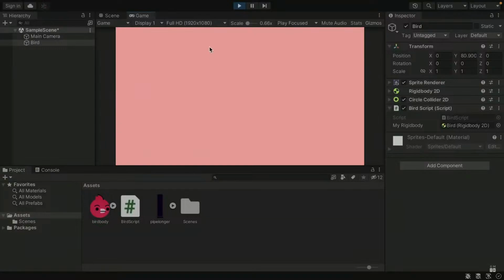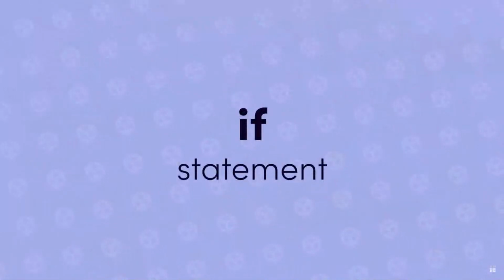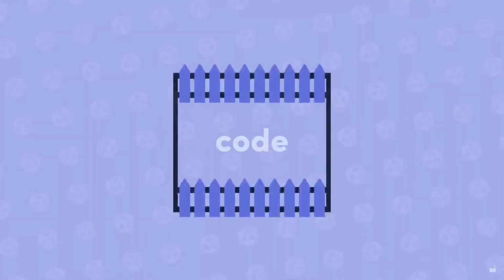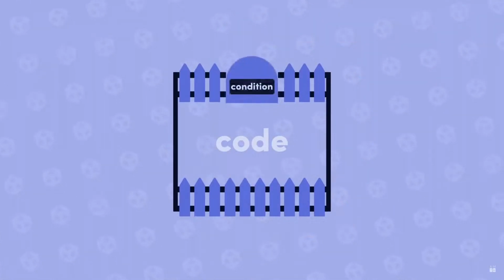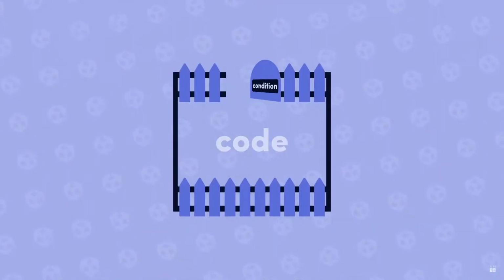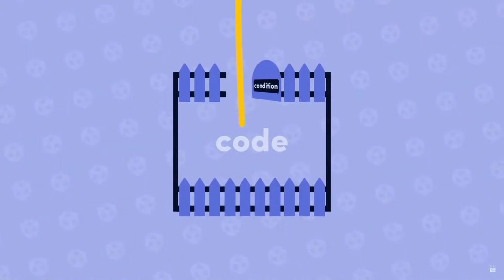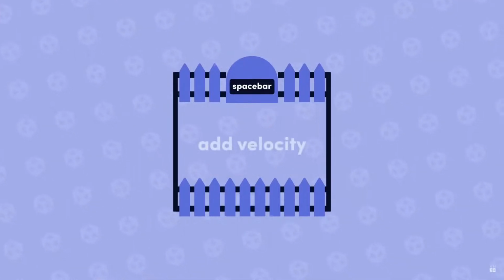So it's time to use the most fundamental bit of programming code, the if statement. An if statement is like a gate. You can surround some code with a fence, and every frame that code will be completely ignored, unless the game meets some specific conditions that are written on the gate, in which case the gate is open and the code is read and executed. So we want to say, if the player hits the spacebar, then add upward velocity.